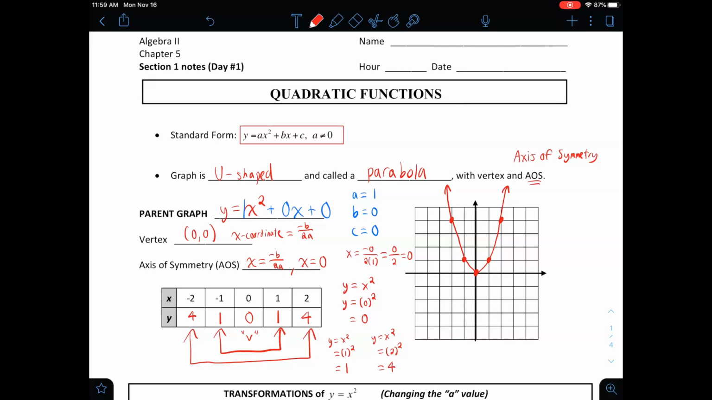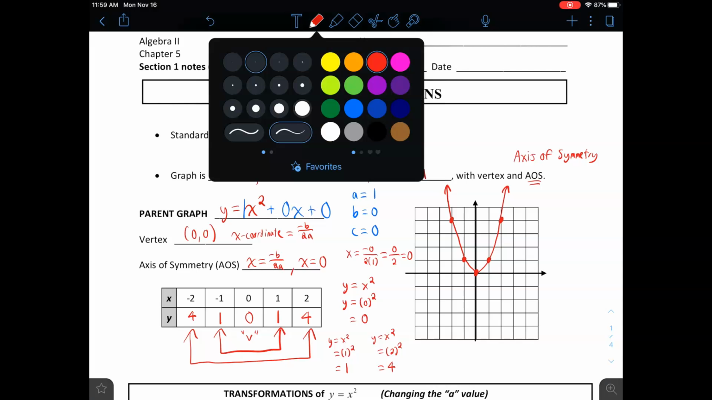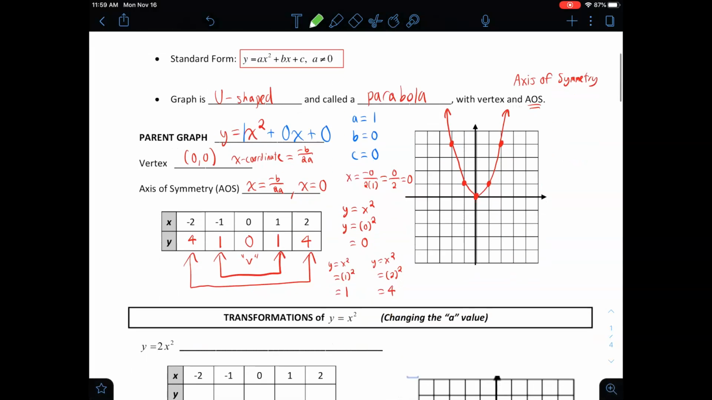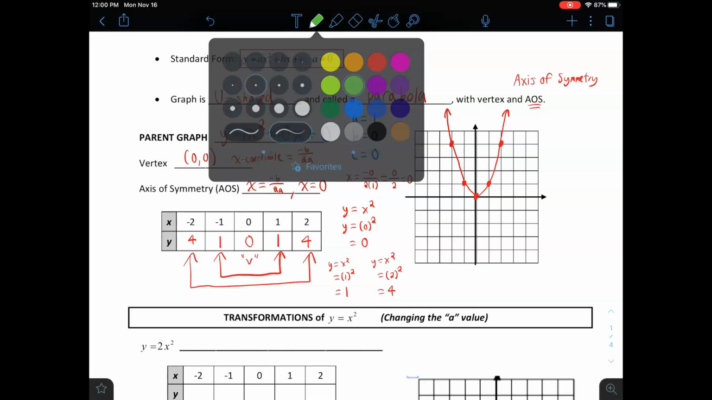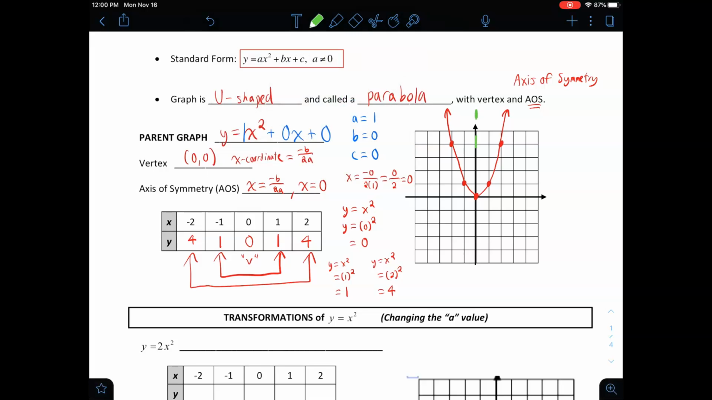And that is the parent graph, but we also need to draw the axis of symmetry. We're not going to use a solid line, we're going to use a dashed line. We said x equals 0 is the parent graph. Well, remember, x equals 0 is a vertical line. So through parabolas, it's always going to be a vertical line. Let's use a more heavy line here. It's going to be a vertical line through x equals 0.